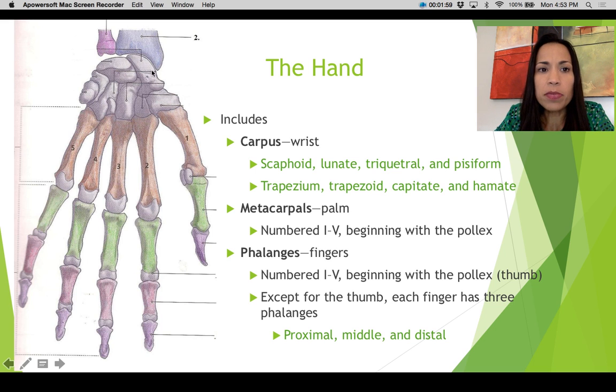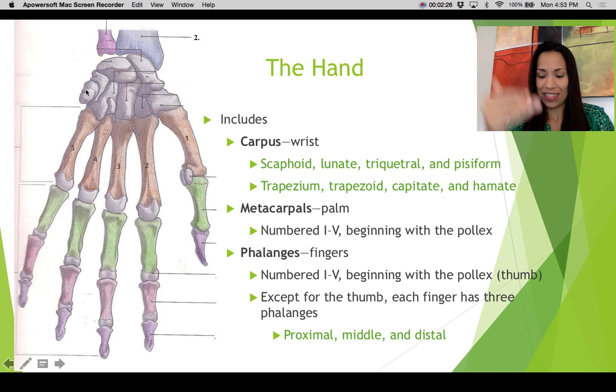So in the proximal row, we're going to start naming these bones from lateral to medial. And I know this is lateral because I can see here the thumb, your pollex, and the radius, which we already know is lateral. So we start naming these: scaphoid and lunate, which are mainly the 2 bones that articulate with the radius. Then the triquetral and the pisiform.